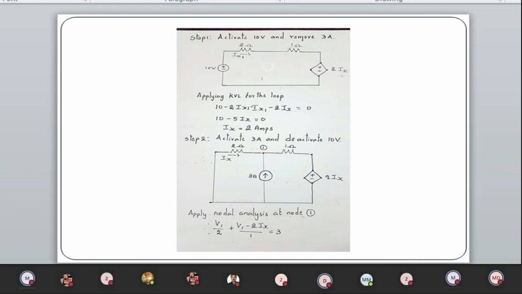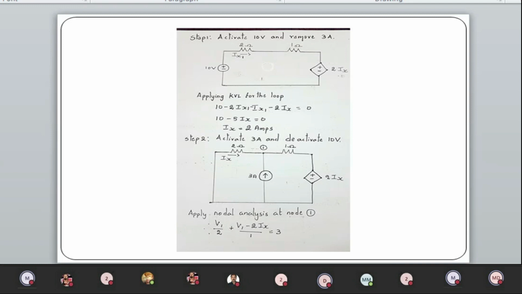Now I am going to apply the nodal equation, or Kirchhoff's current law, at node 1, right? So current entering is equal to current leaving. 3 is entering, so from the arrow mark you can notice that it is plus 3. Plus 3 equals V1 by 2 plus (V1 minus 2Ix) by 1.